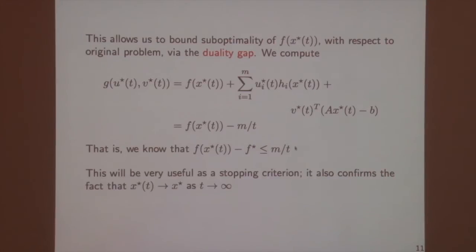So we can use this as a stopping criterion. If we're along the central path and this is less than epsilon, then we know we're less than epsilon from the solution we actually want. It also confirms this intuitive fact that I claimed was true, which is that if t goes to infinity, then x star of t should approach a solution. We can see that right from this duality gap. As t goes to infinity, the duality gap goes to 0. So x star of t should approach a solution x star.